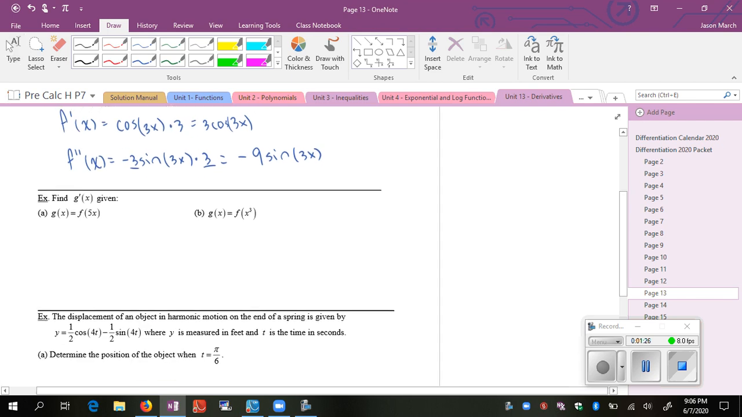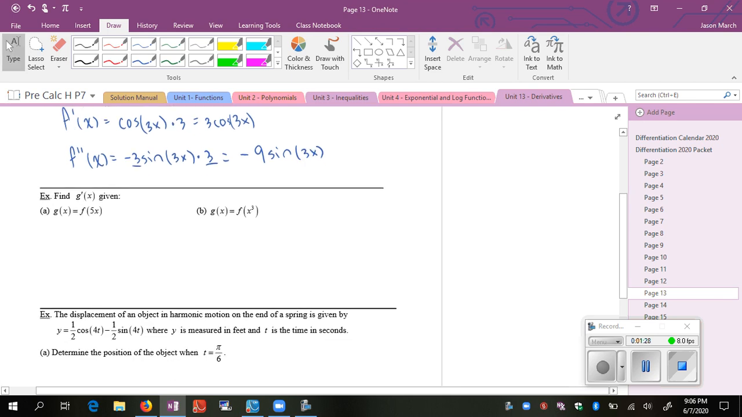All right, off to a little bit more of an abstract idea here: functions defined inside of other functions. So g prime of x, for example a, is going to be f prime of, so the outer part is f, so f prime of stuff times the derivative of stuff, so 5 f prime of 5x.